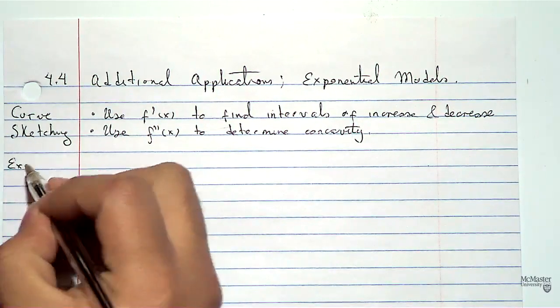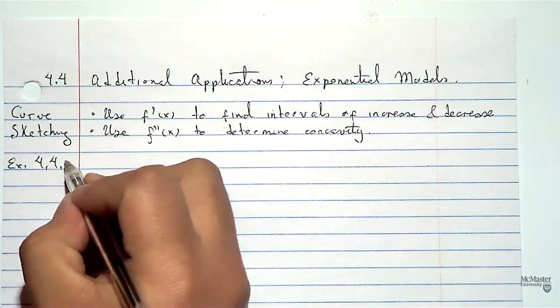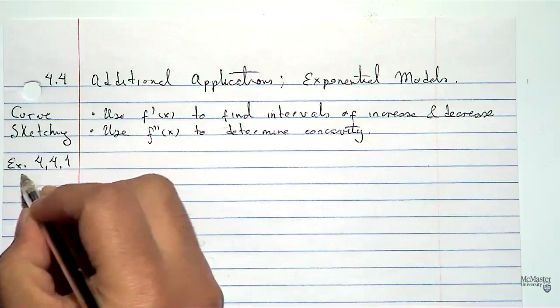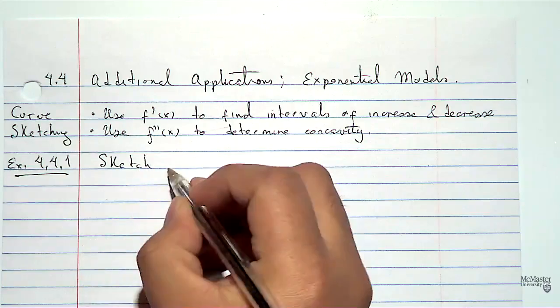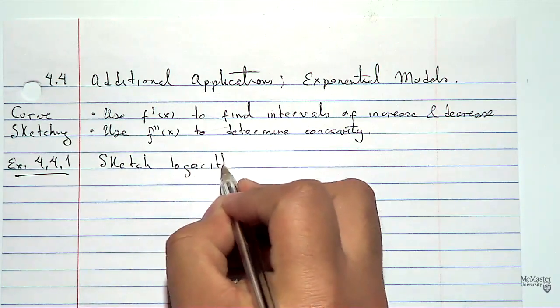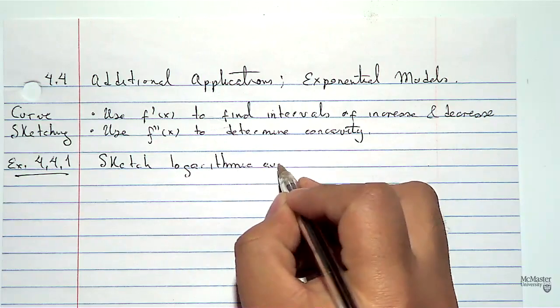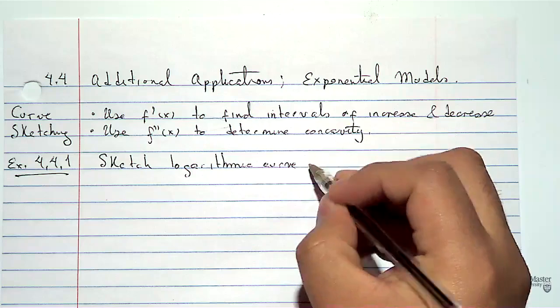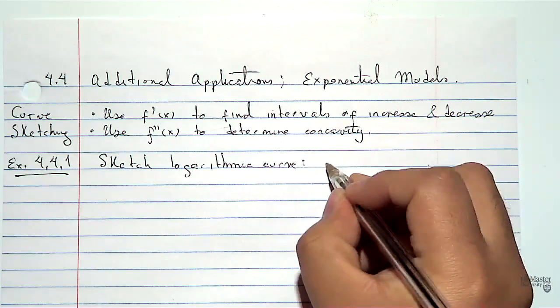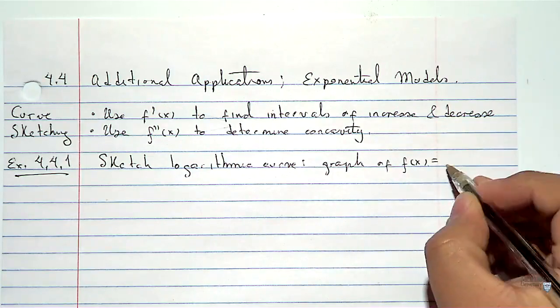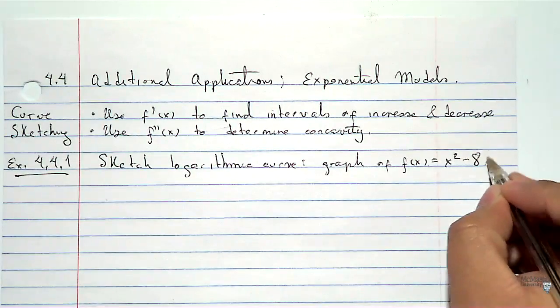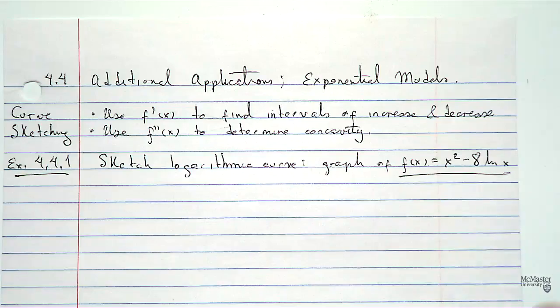So the particular example that we will use is 4.4.1, which indicates to sketch the logarithmic curve, in particular the graph of the function f of x equal to x squared minus 8 natural log of x. So we just have to do the plot of this function, given that we know our formulas for the derivative.